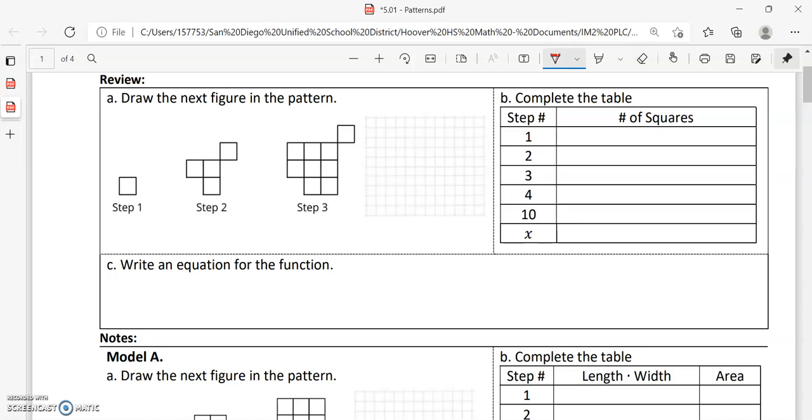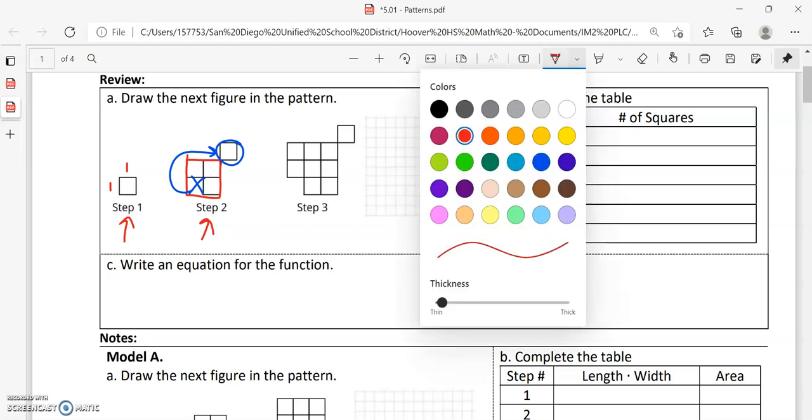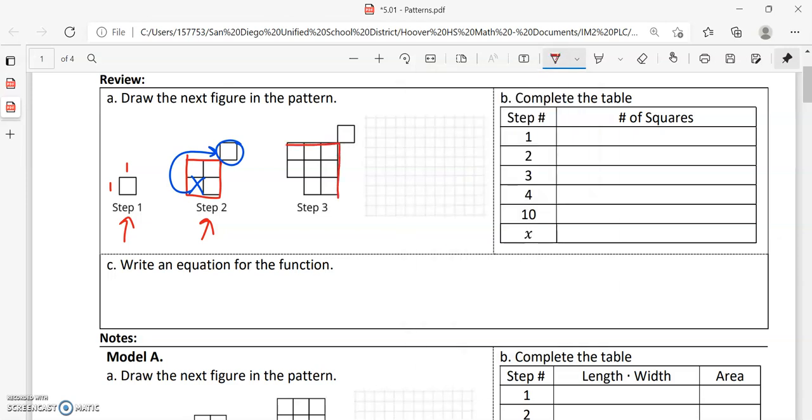Draw the next figure in the pattern. So let's look at step 1. Step 1, we have 1 square, 1 by 1. Step 2, we have a 2 by 2. However, we do have a box that is missing, but it is also up here. So what I see is we're subtracting 1 and adding 1. And then we have a 3 by 3, and same thing. We are subtracting a box and relocating it.